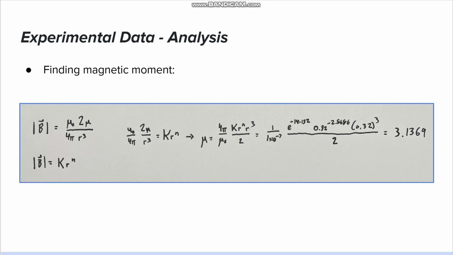Experimental data analysis. The main analysis conducted was finding the magnetic moment, which can be seen through this rearrangement of the magnetic field equation, granting a number of 3.1369.